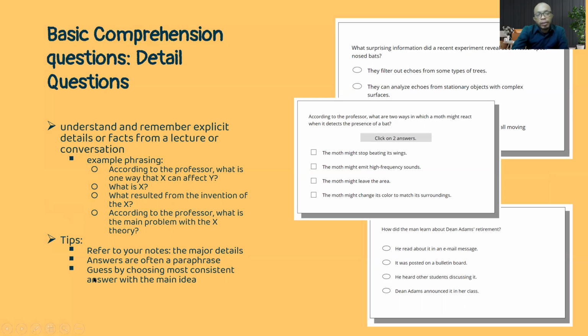And then the last one is to guess by choosing the answer most consistent with the main idea. So if you totally miss the information for the question, you can try to guess by choosing an answer that is most connected or relevant to the main topic of the conversation.